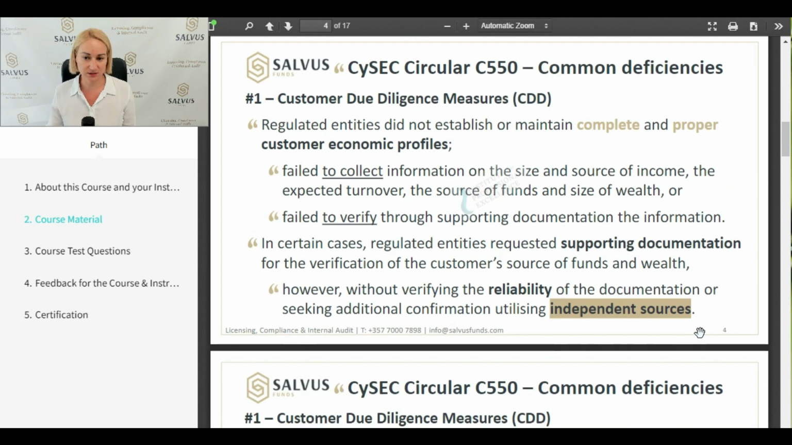Now, a number of deficiencies on customer due diligence. Regulated entities did not establish or maintain complete and proper economic profiles, therefore failed to collect information of the size and source of income, expected turnover, source of funds, size of wealth, failed to verify through supporting documentation and information. In certain cases, regulated entities requested supporting documentation for verification of the source of funds and wealth. However, they didn't verify the reliability of the documentation utilizing independent sources. Therefore, we don't know whether these are true.